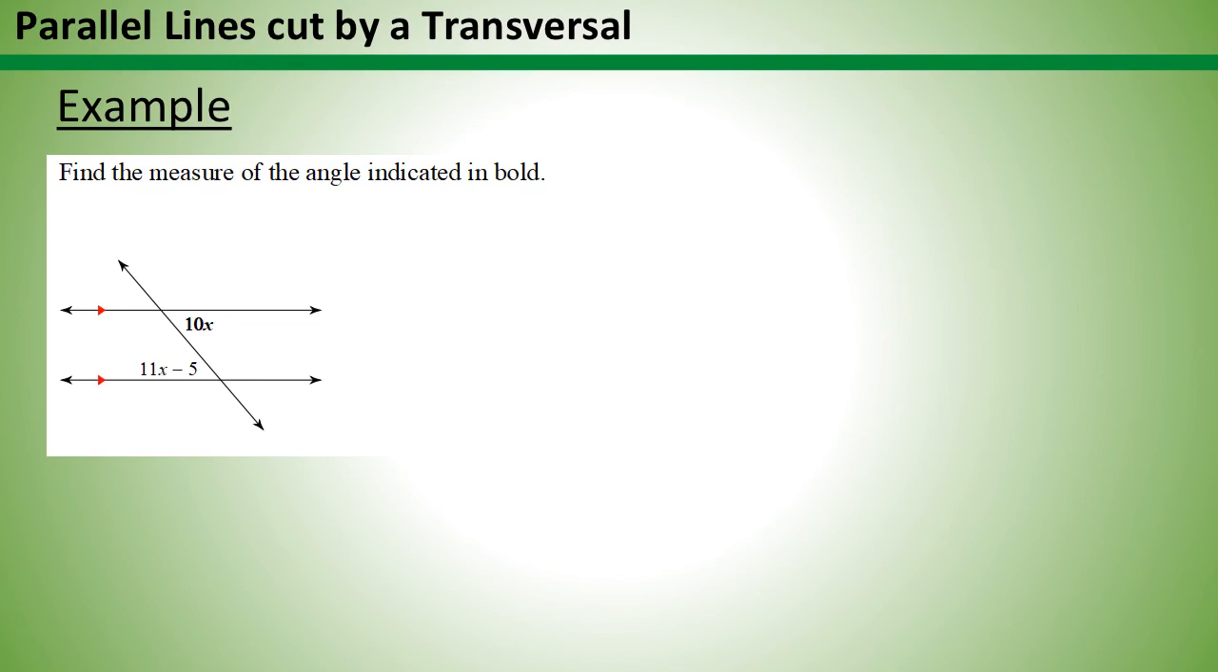Okay, here's one more example, and make sure you read the instructions here. It says find the measure of the angle in bold. So we want to find the measure of this angle. And what we know about these two angles is that they are alternate interiors, so they are going to be congruent, so they are equal to each other. So 11x minus 5 is equal to 10x. Okay, so we're going to subtract. Let's subtract 10x from both sides. That gives me x minus 5 is equal to 0. And then add 5, we get x is 5, okay?